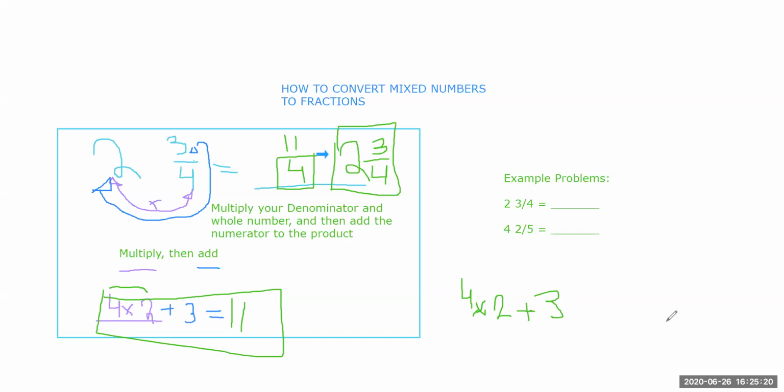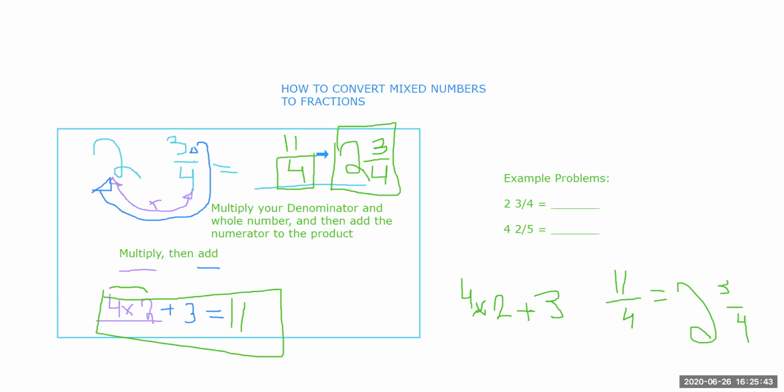And then all you're gonna do, 11, you put it over 4, and then you make it a mixed number, which is 2 and 3/4. And your answer is correct because you got the same answer as you did before. So this is how you check your work and do the problems.